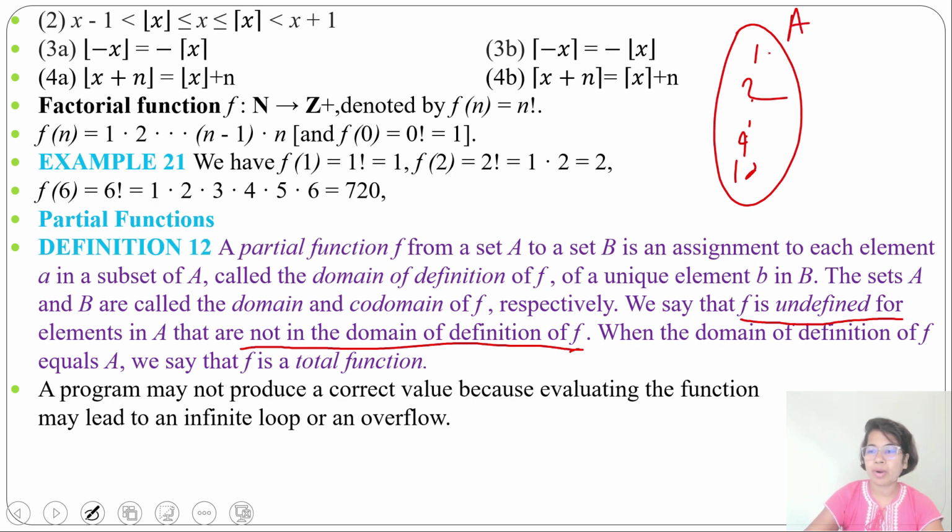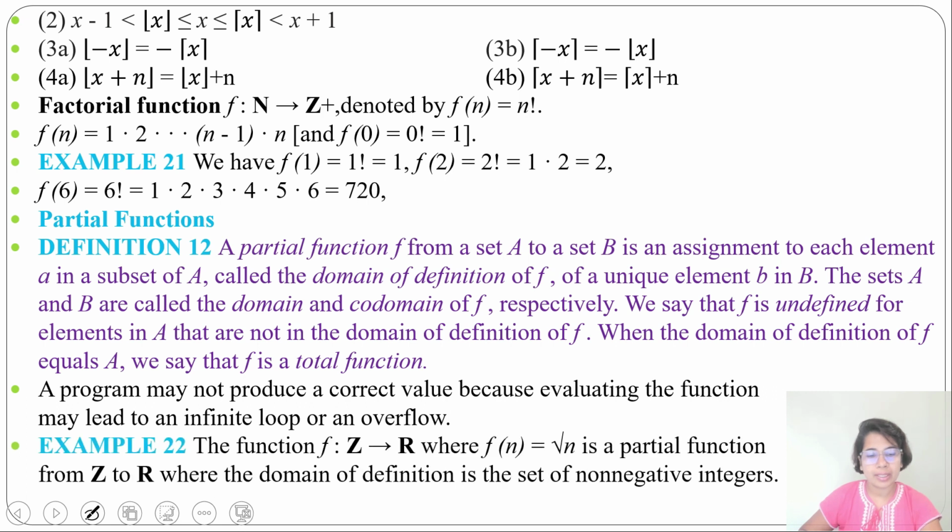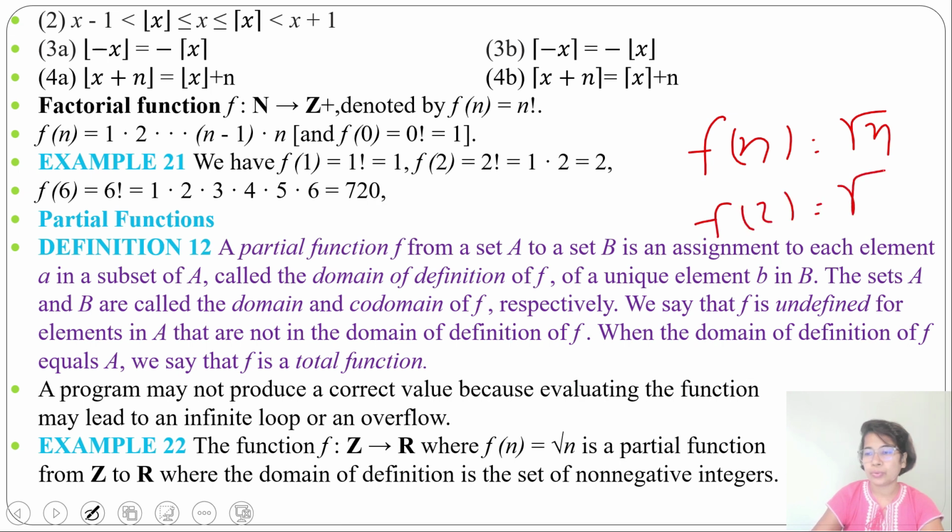Let set A contain 1 to 10, but we have a function only for even numbers. So a program may not produce a correct value because evaluating the function may lead to an infinite loop or an overflow. Let's see one example. Example 22. The function f from Z to R, where f(n) equals root of n, is a partial function from Z to R, where the domain of definition is the set of positive integers. So f(n) equals root n. f(2) will be root 2. f(3) will be root 3.